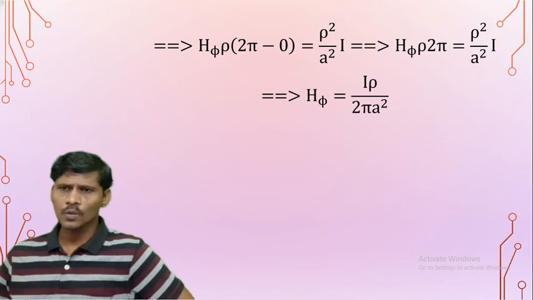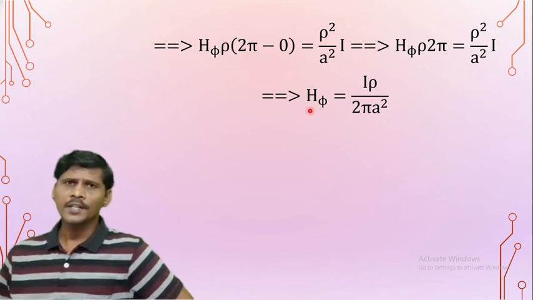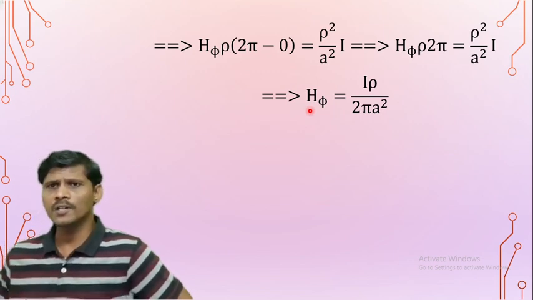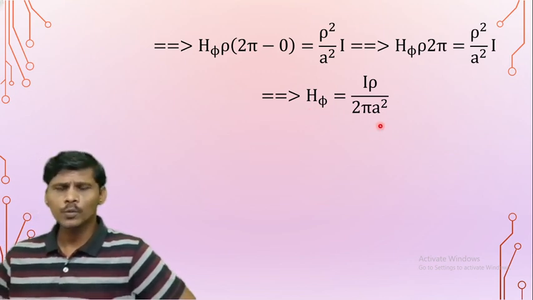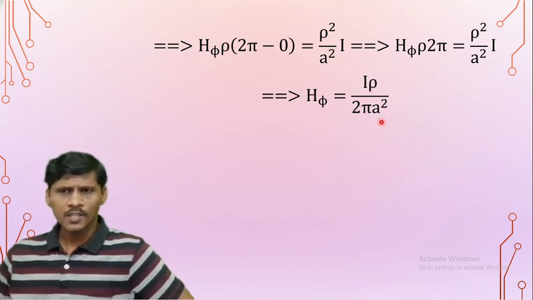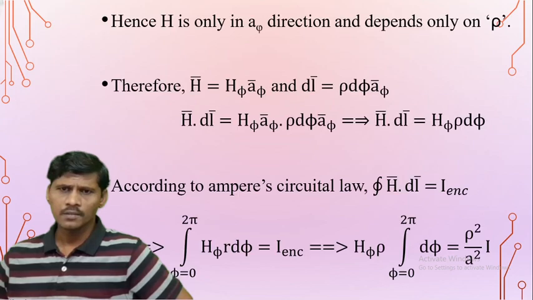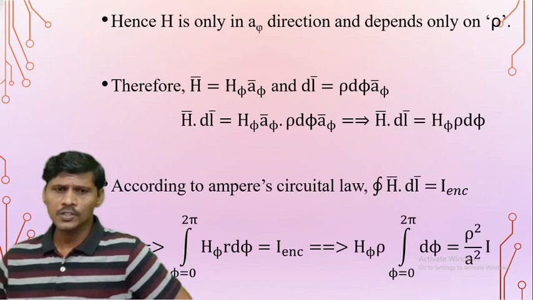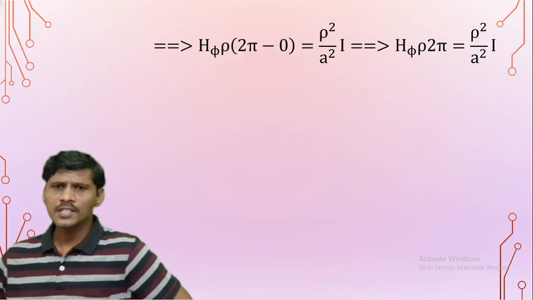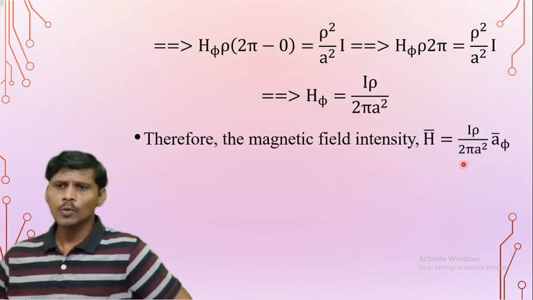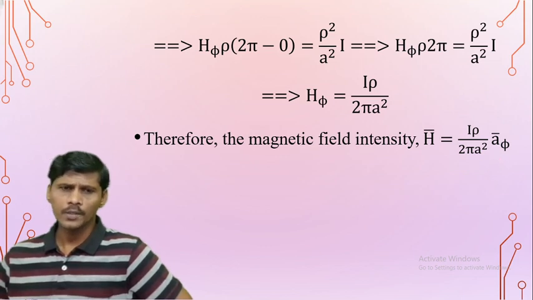On both sides, one rho is cancelled. We get the magnitude of the magnetic field intensity in the phi direction, H phi, equal to I rho by 2 pi a squared. Substituting this H phi value into the equation, we get the magnetic field intensity inside the conducting rod: H bar is equal to I rho by 2 pi a squared into a phi bar.